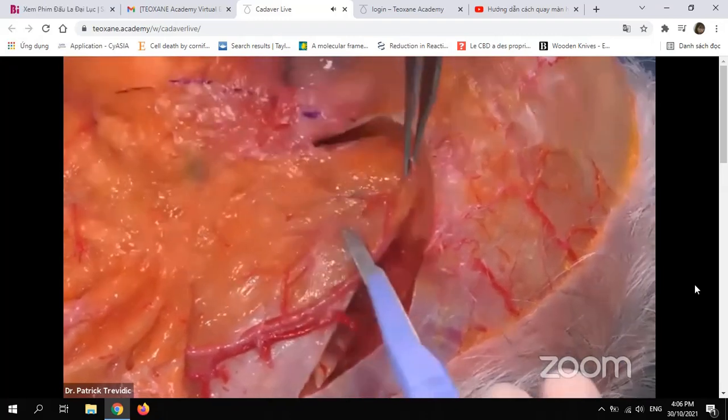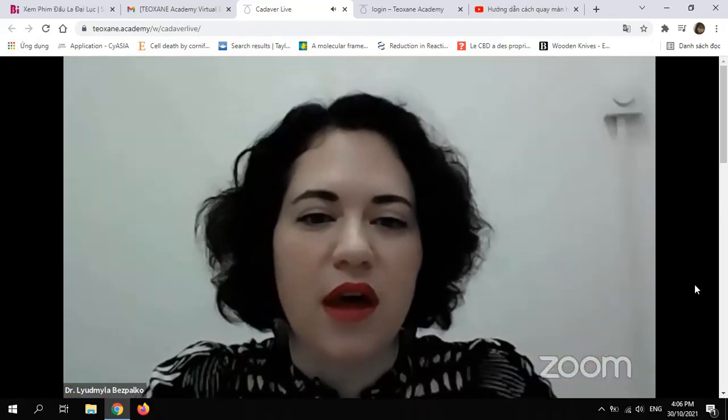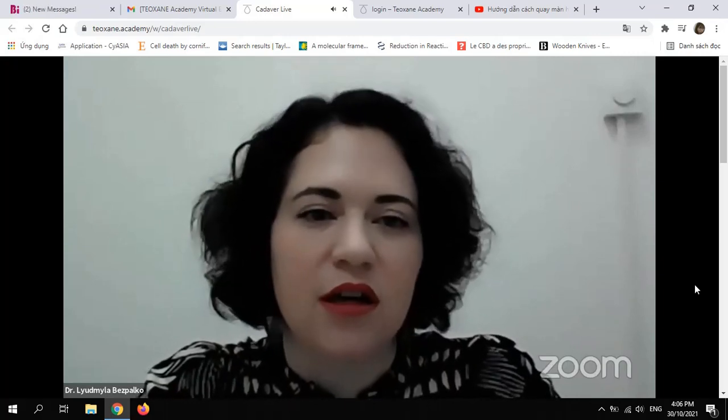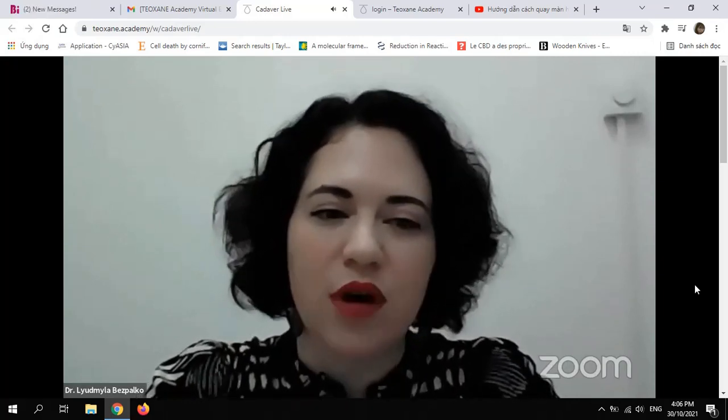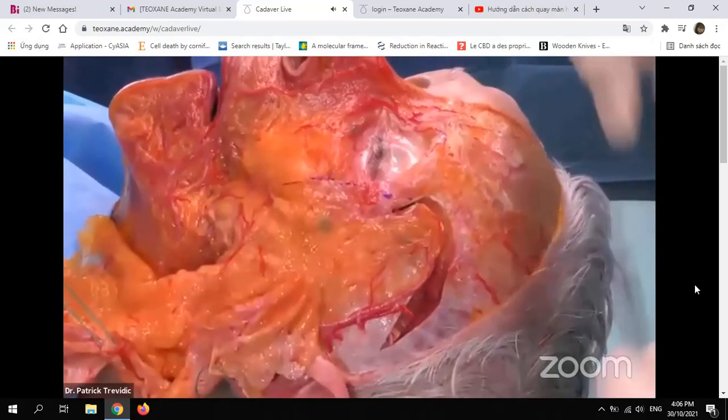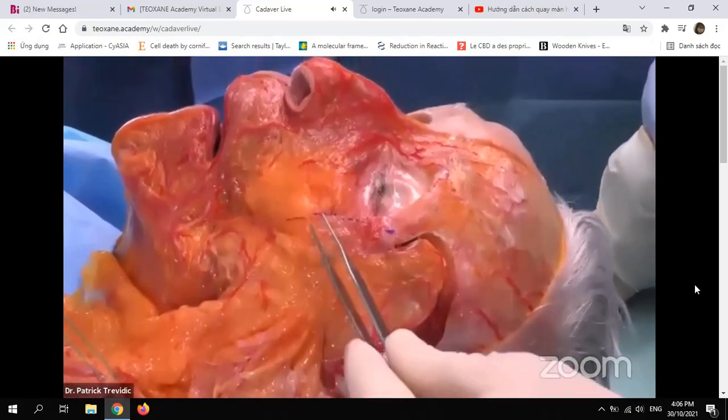Patrick, we have one more question about the arteria transversa. Can you show where it is situated? Yes. Should we be afraid of it during the injection of the midface?